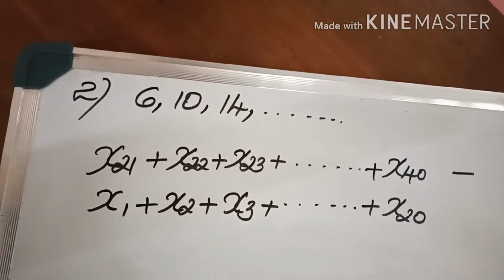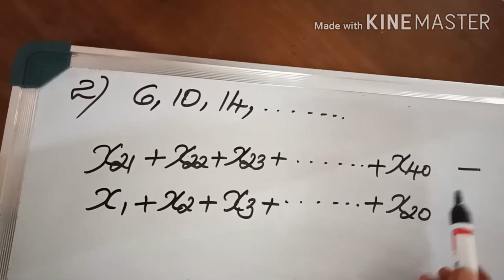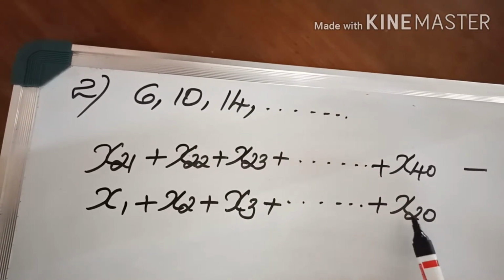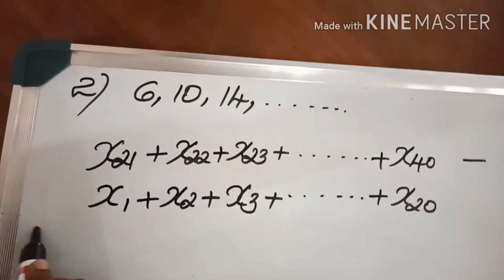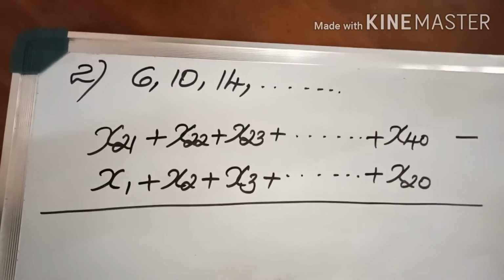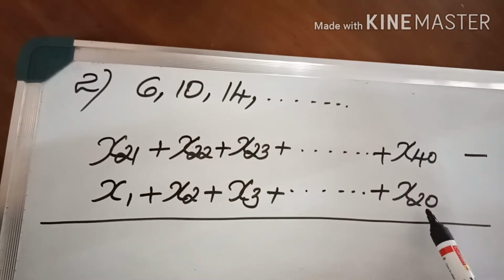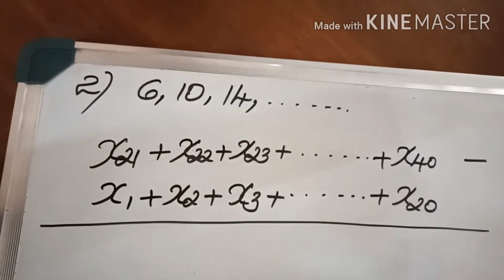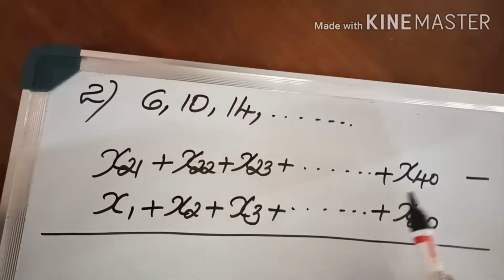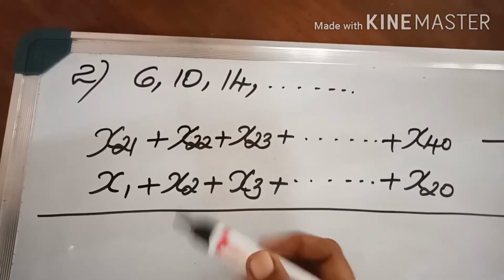When we subtract the first 20 terms from the next 20 terms, what will be the answer? This is the question. The direct method is you have to find the 20th term, then find the sum, then find the 21st term, then the 40th term, then find the sum, then subtract. That is the actual way. This is the easy way.